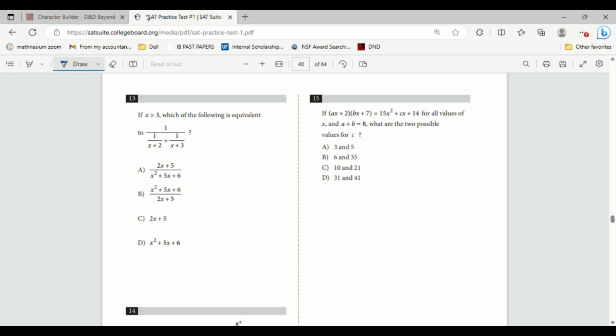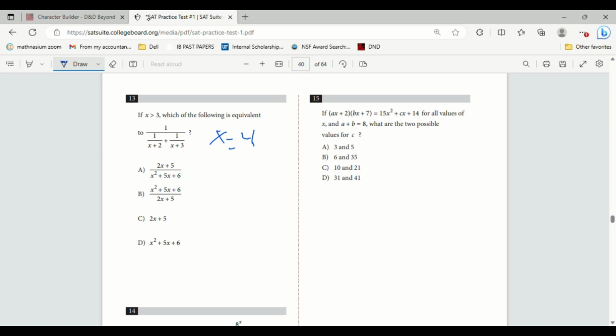For number 13, if x is greater than 3, which of the following is equivalent to 1 divided by 1 over x plus 2 plus 1 over x plus 3. So this is a very confusing looking expression, but to make it easier, we can set a value for x, since all we're told is that it's bigger than 3. So let's say x equals 4 for simplicity.